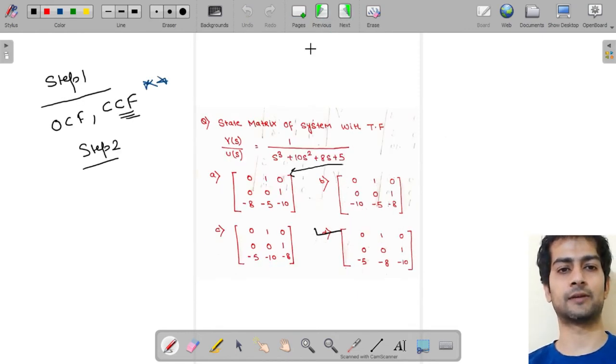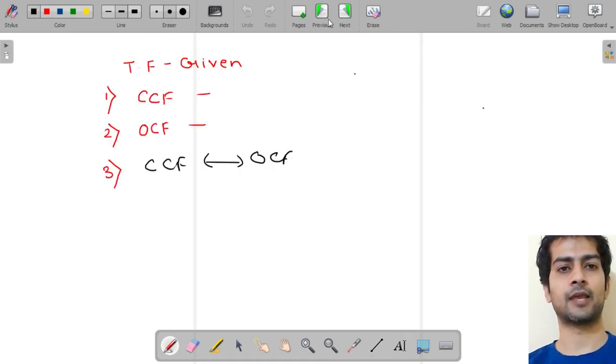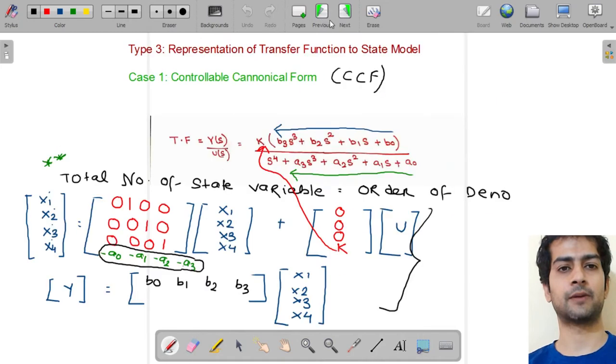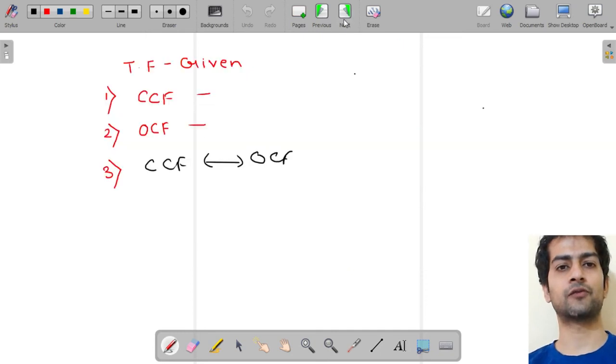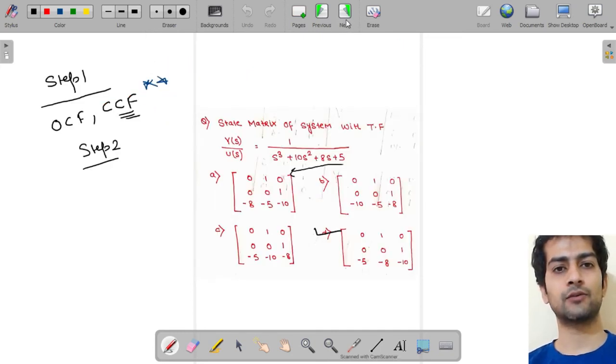I hope it is clear. Simple. And all your doubts must have been cleared now, about what our short tricks are, in which way the question will be asked from you, and what steps you have to follow. First you have to identify from the options whether it is OCF or CCF, and then you know the shortcut of representing a transfer function in OCF and CCF. Apply the shortcut and you will get the result.